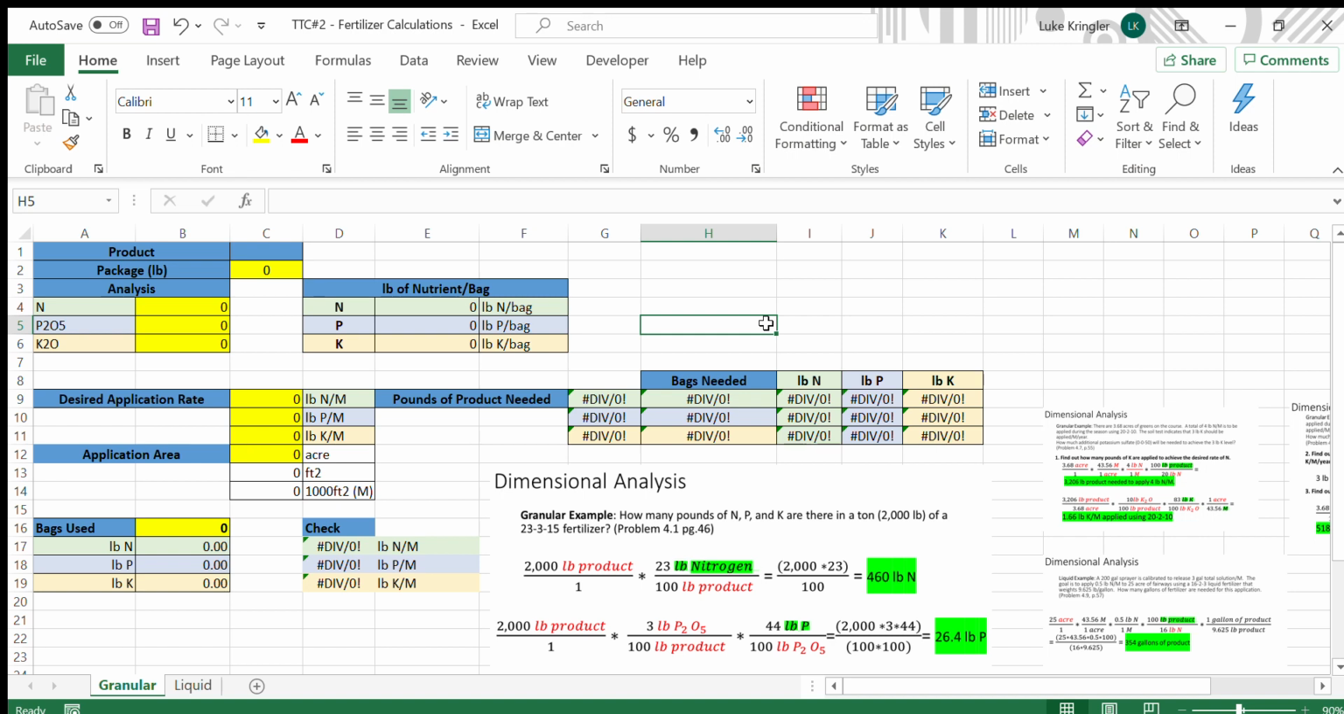Hello and welcome to this second installment of Turf Core Concepts, and this week we're going to look at a fertilizer calculator in Excel. So the best way to go through this, I feel, is to have a couple examples, and we're going to use the examples to work through this calculator and see how it works, and hopefully if you take the template, you'll be able to create the calculations yourself.